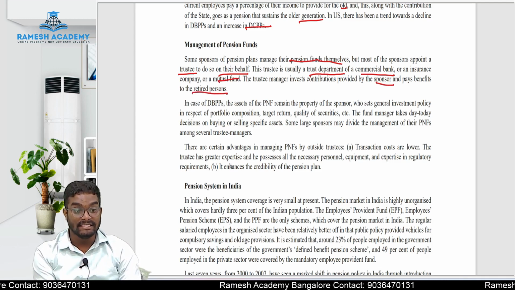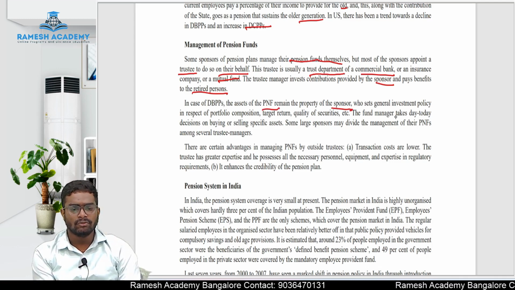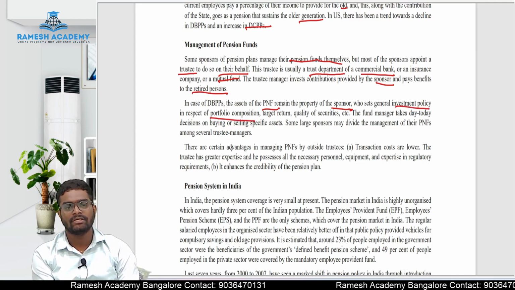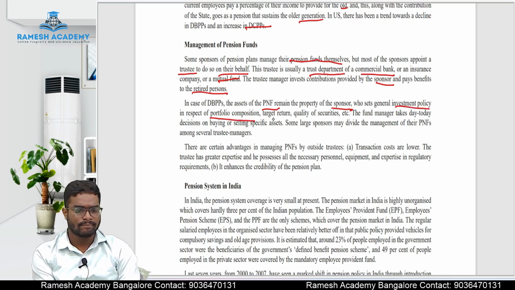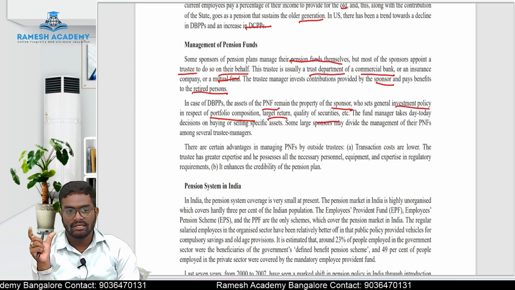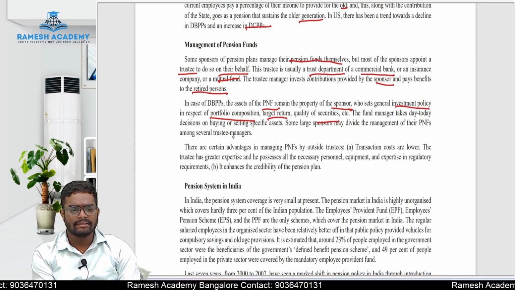In the case of DBPPs, the assets of the pension fund remain the property of the sponsor, who sets a general investment policy in respect of portfolio composition. So he'll tell what should be my portfolio composition, what should be my target return, and what should be the quality of securities. In terms of risk, it should be less, no? That is the thing. The fund manager takes day-to-day decisions by buying and selling specific assets.